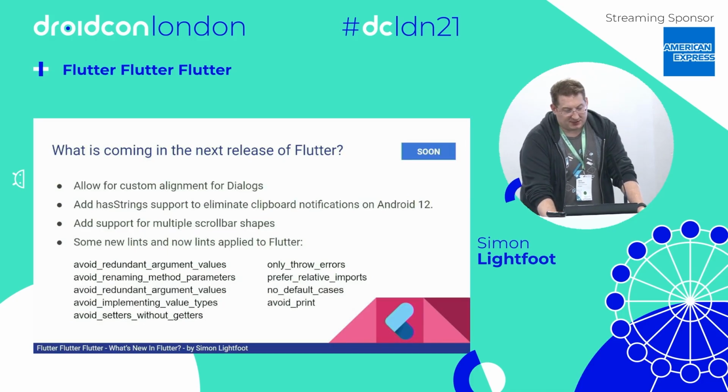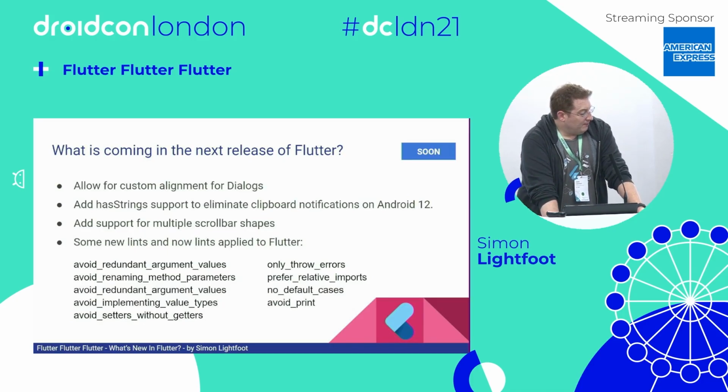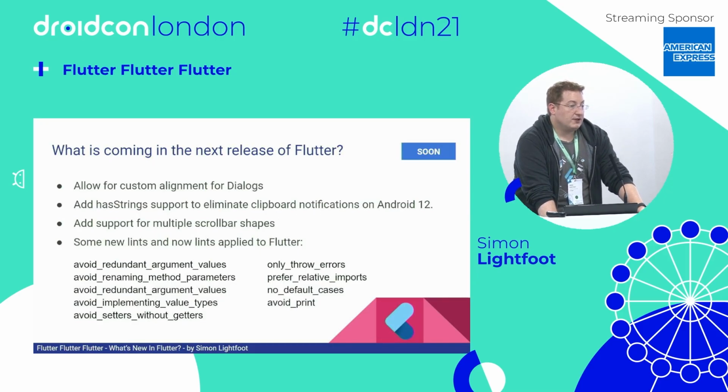We've also got custom alignment dialogues. I was actually caught out by this one recently, and this is coming up in 2.6 or above. We might be seeing 2.8 as the next release. It has string support for limiting clipboard notification on Android 12. So Android 12 has a new privacy notification to the user.